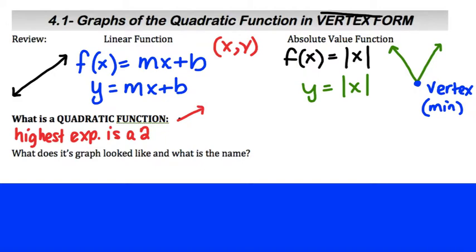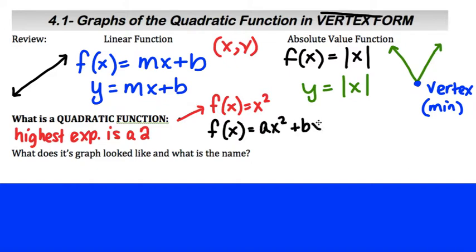The parent function can be written as f of x equals x squared. Standard form can be written as f of x equals ax squared plus bx plus c. So it's in descending order by exponent. C is a constant. And that's usually the form we see it in when we want to factor a quadratic.